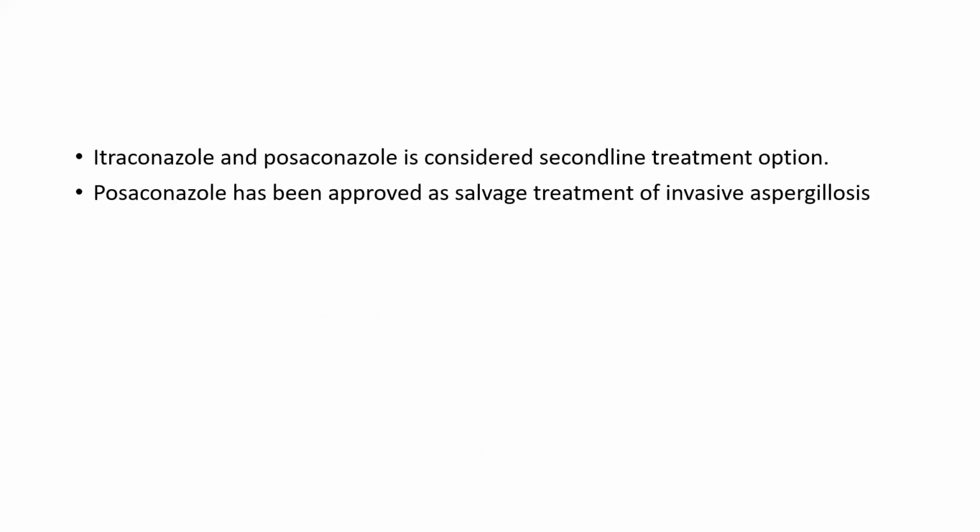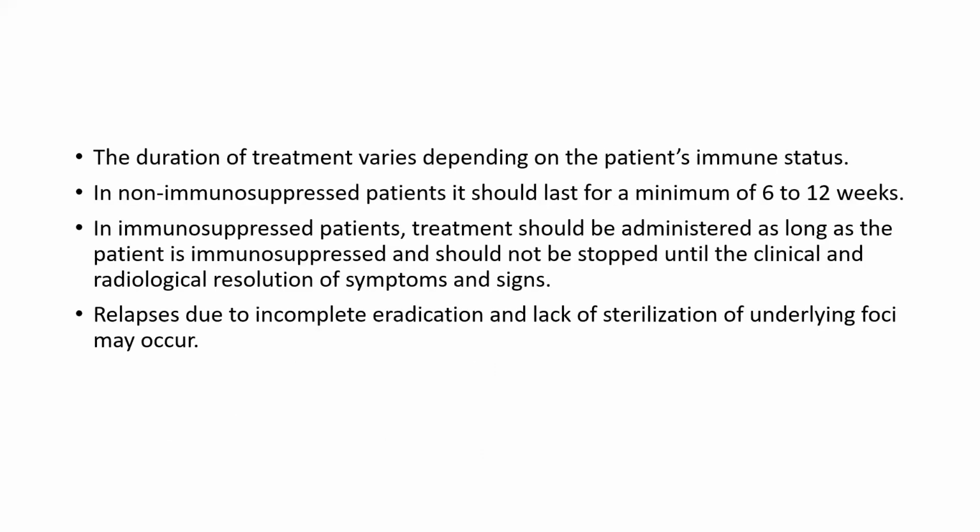Itraconazole and posaconazole are considered second-line treatment options. Posaconazole has been approved as a salvage treatment of invasive aspergillosis. The duration of treatment varies depending upon the patient's immunity status. In a non-immunosuppressed patient, it should last for a minimum of 6 to 12 weeks. In an immunosuppressed patient, treatment should be administered as long as the patient is immunosuppressed and should not be stopped until clinical and radiological resolution of symptoms and signs. Relapse due to incomplete eradication and lack of sterilization of underlying foci may occur.